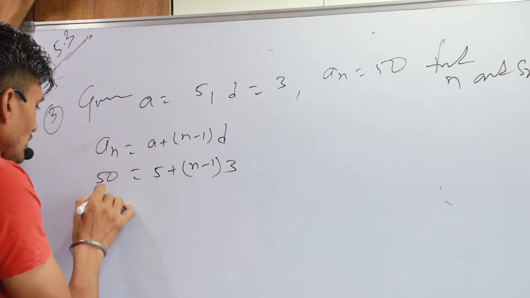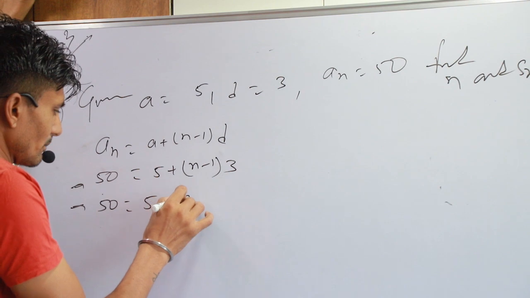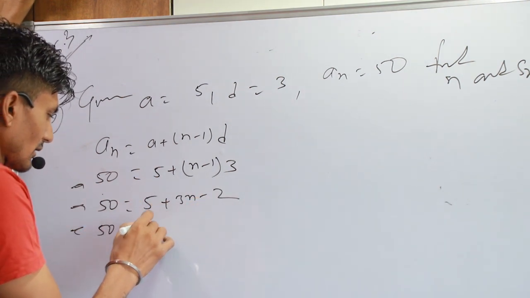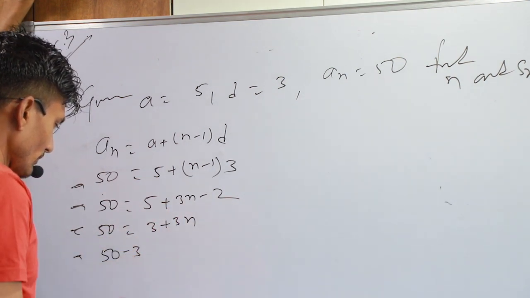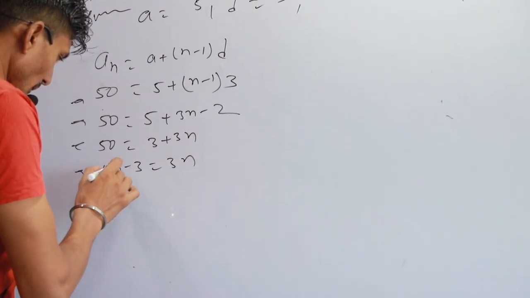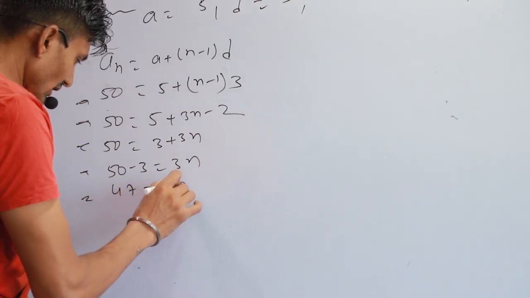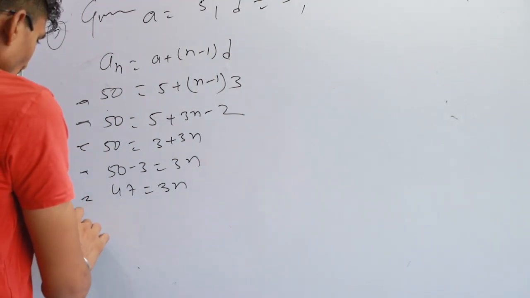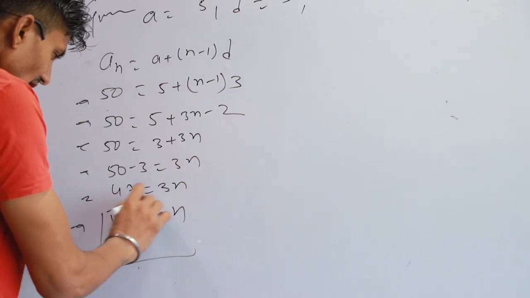An equal to here how much? 50. So 50 is equal to 5 plus 3n minus 3, that means 50 is equal to 5 minus 3, that means 2 plus 3n. Here 50 minus 3 equal to 3n. Here 50 minus 3, that is how much? 47. 47 equal to 3n. Here n equal to 47 by 3.